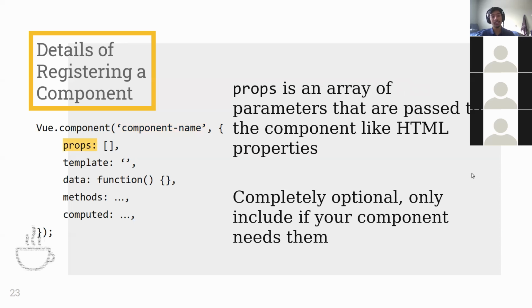Next important field here is the props field. Props is an array of parameters that are passed to the component, kind of like HTML properties. To define props, you put the name of the prop as a string as an element in this array. For example, if your props are param1 and param2, you would say in quotes param1, comma, in quotes param2.